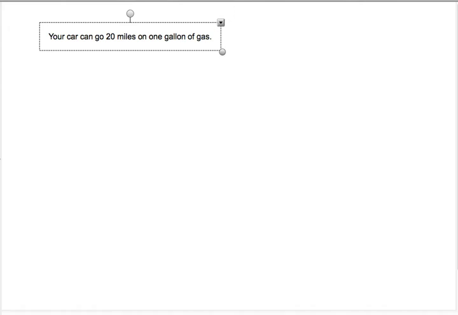Here's another one. Let's say your car, or your family's car, can go 20 miles on 1 gallon of gas. So we can make an equation out of that. And equations model all sorts of real-world situations. Hundreds of thousands, millions of real-world situations can be modeled by mathematical equations. And we can use those equations to make predictions and to answer questions. These are just very simple ones, but they can be super complicated and contain dozens or hundreds of variables. So your car can go 20 miles on 1 gallon of gas.